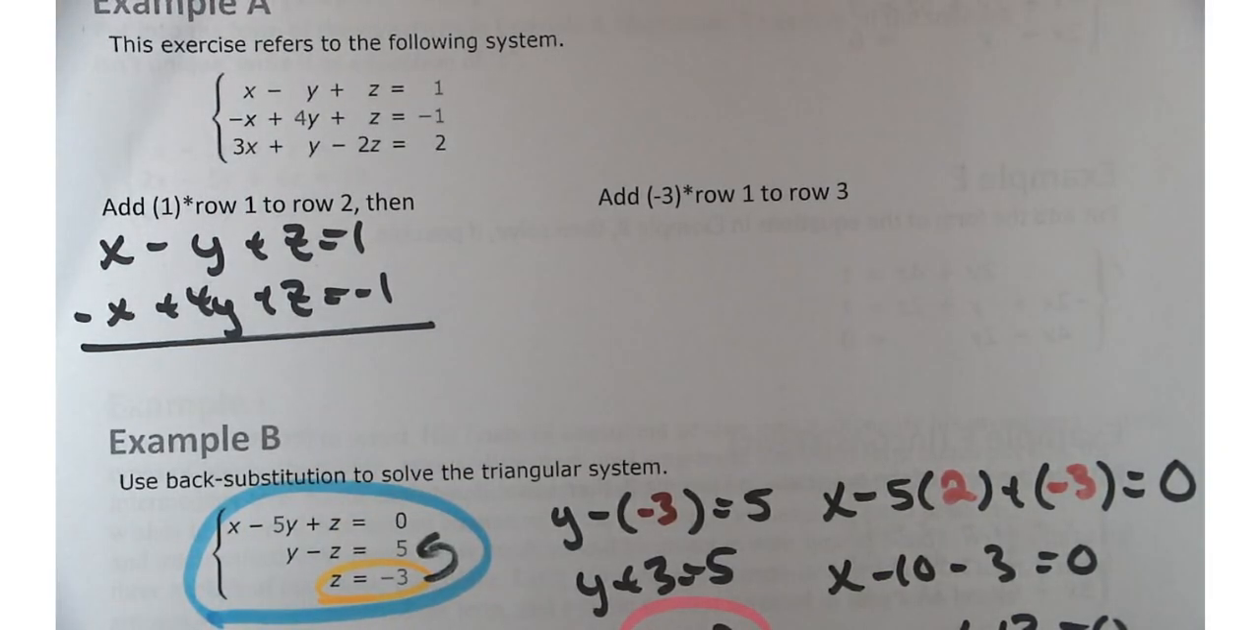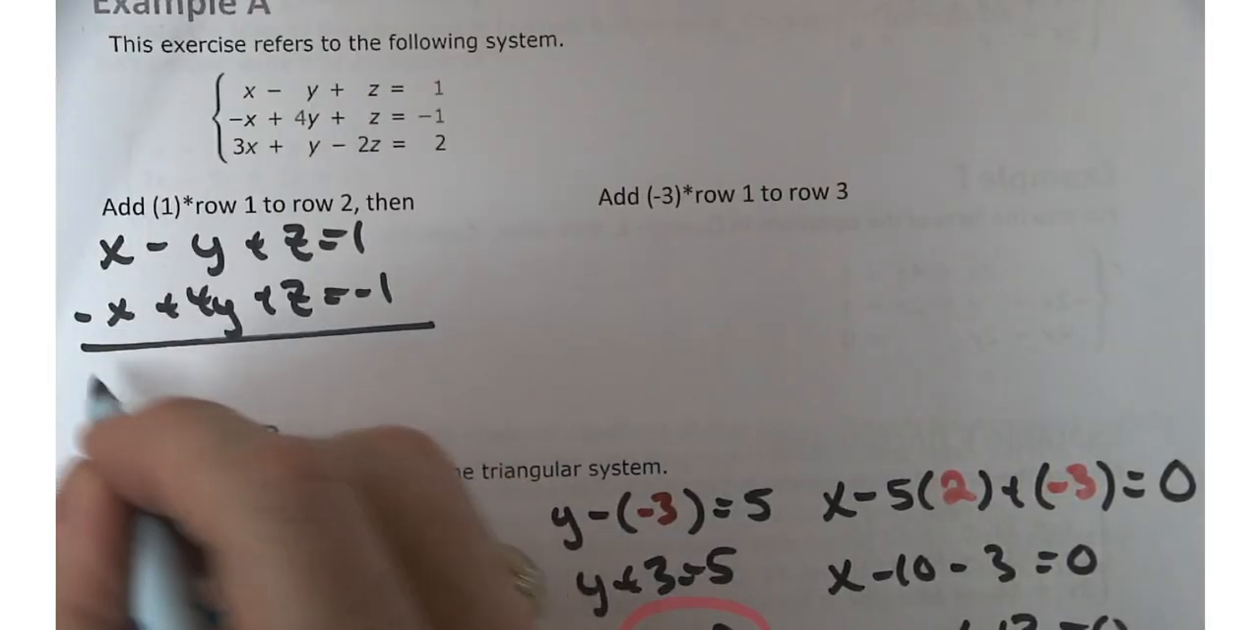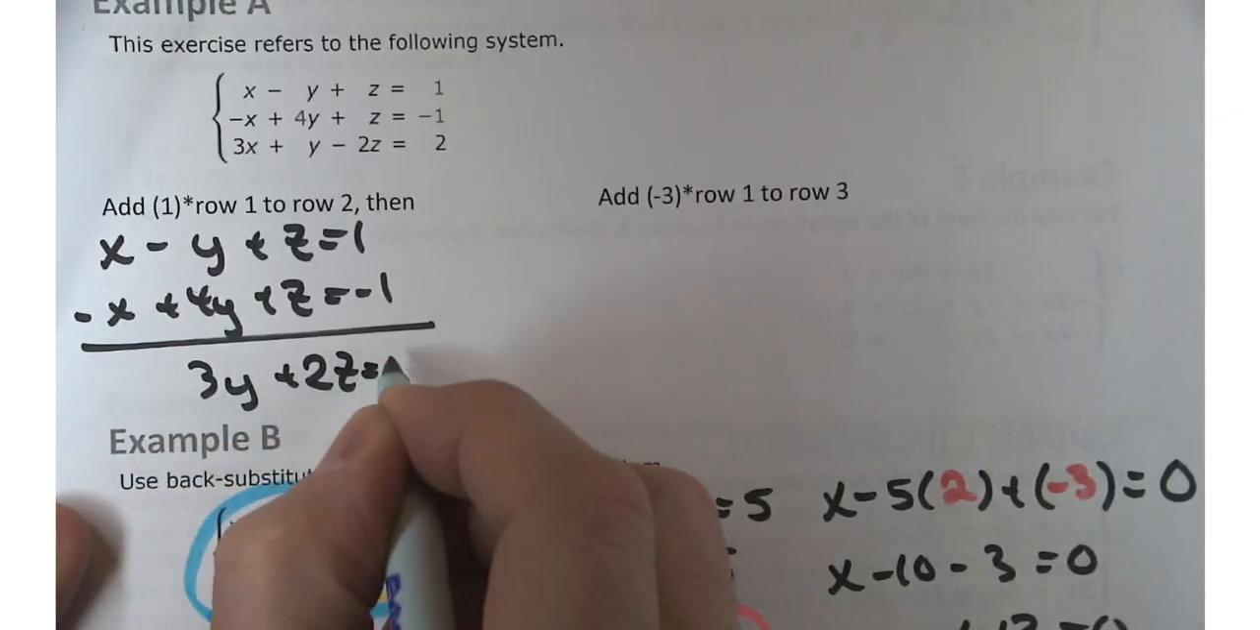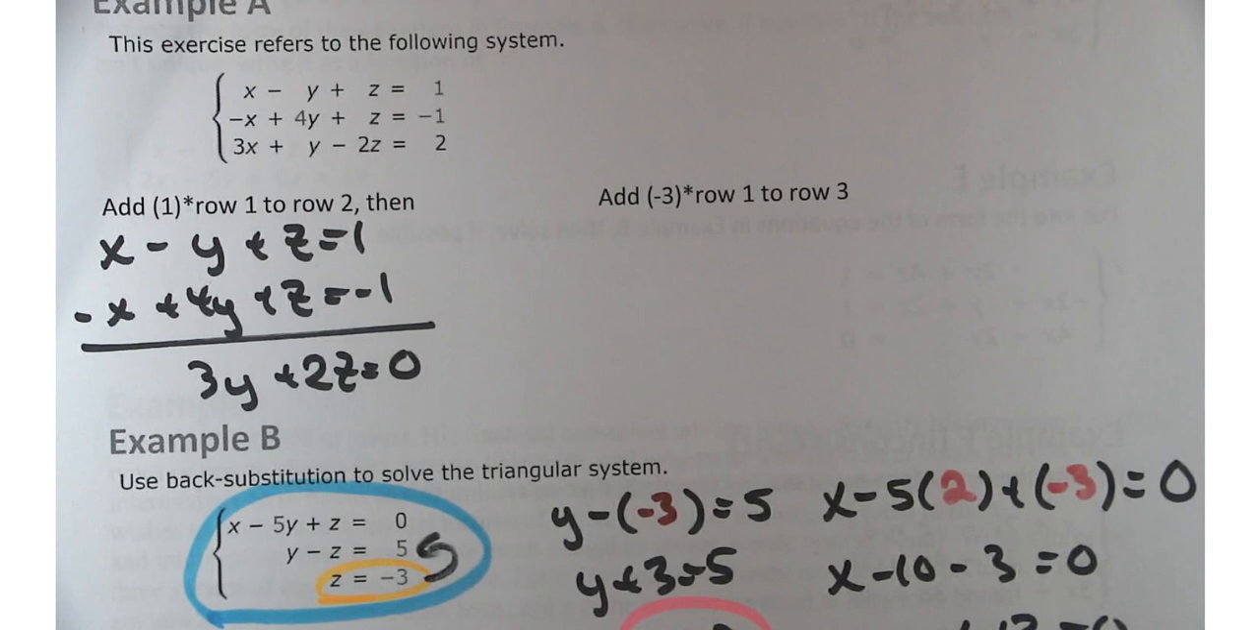What do I get when I add those two together? Pfeiffer? 0. 0, plus, okay, 3y plus 2z equals 0. Nice. So 3y plus 2z equals 0. Great. Let's keep going.